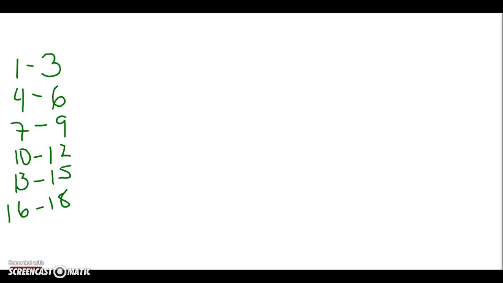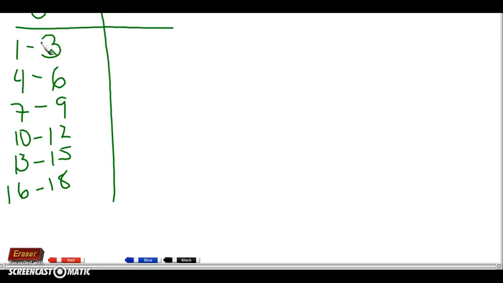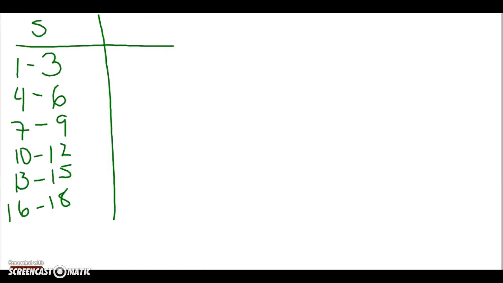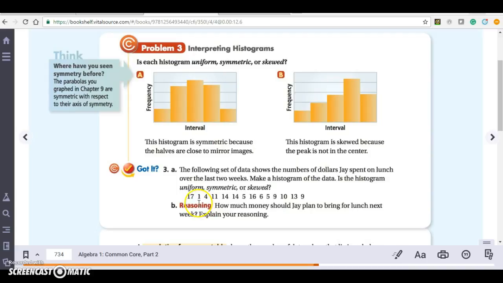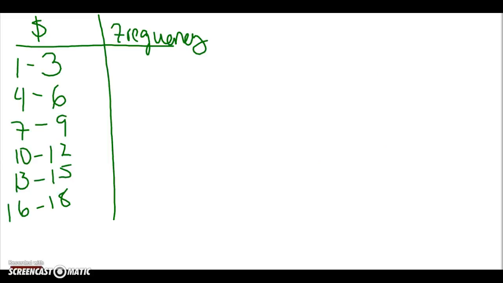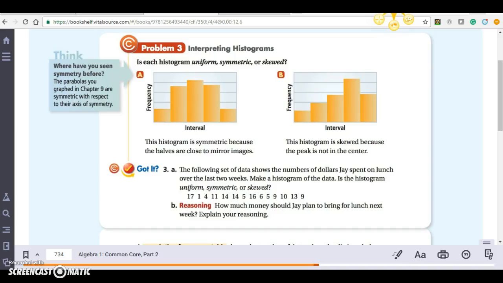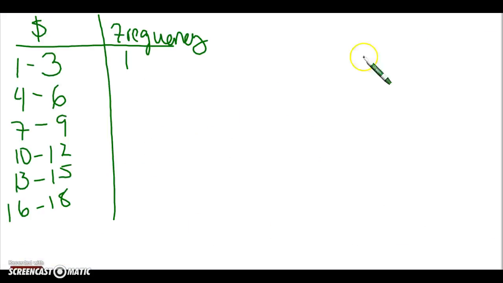Alright, and I think this was the dollars. Let me see if I can move this back up. Okay. So this is dollars, and this is the frequency. Alright. So $1 to $3. Let's see. One time. Not good, Jay. 4 to 6.